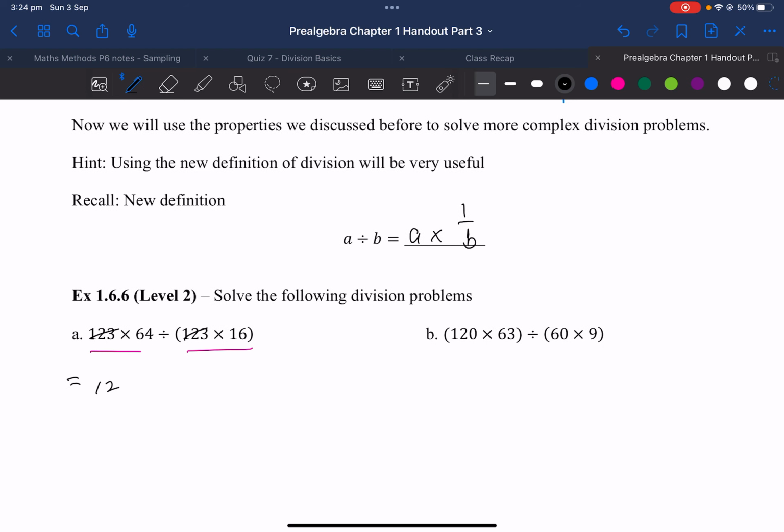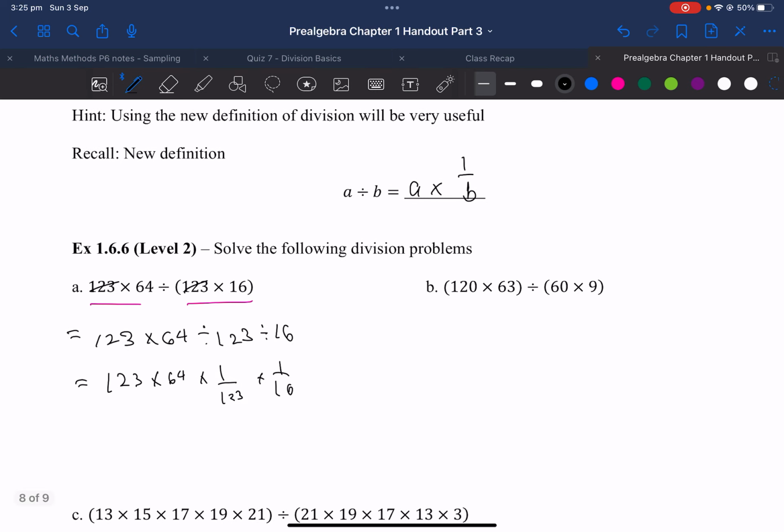What's actually happening is 123 times 64. If I expand out the brackets, the division will distribute to both numbers: divided by 123, divided by 16. Then I can't move the divisions around, but I can convert the divisions into multiplication: 123 times 64 times 1 on 123 times 1 on 16. Converting to multiplication isn't helpful by itself, but it helps us move things, because multiplication you can move around no problem.